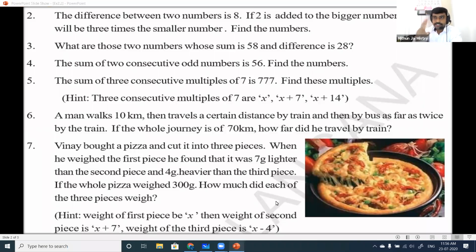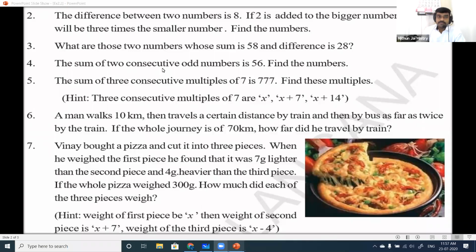So here two things we should understand. First, what is meant by odd numbers? Second, what do consecutive odd numbers actually mean? What is the meaning of the word consecutive? Consecutive is nothing but one after another. That means the very next, right? What is the consecutive number of 5? It is 6. What is the consecutive number of 7? It is 8. So they are side by side, right?